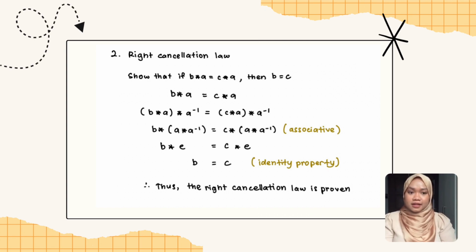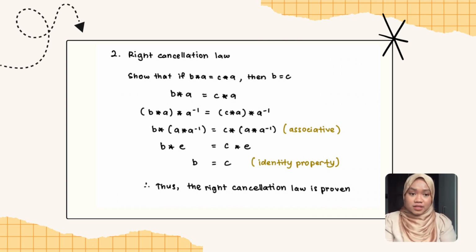For the right cancellation law, it's just the same as before. We need to show that if B multiplied by A is equal to C multiplied by A, then we will get B is equal to C. Firstly, we need to multiply both sides of the equation by A inverse. But this time, we put A inverse at the back of the equation. So, we have it like this.